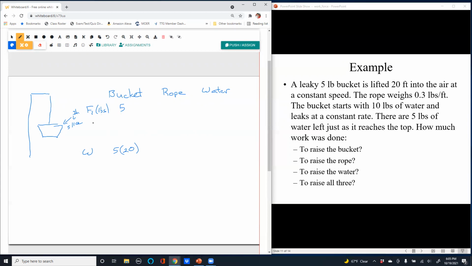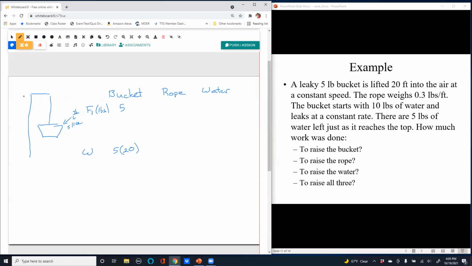Now here's where things start to get interesting. The rope varies because as we pull the rope up, there's less of the rope that needs to be pulled up. So the rope has a varying force. And the water has a varying force because it's a leaky bucket, and we're running out of water. We start with 10 pounds, we end with 5 pounds. So these are going to vary. This is where things start to get kind of cool.